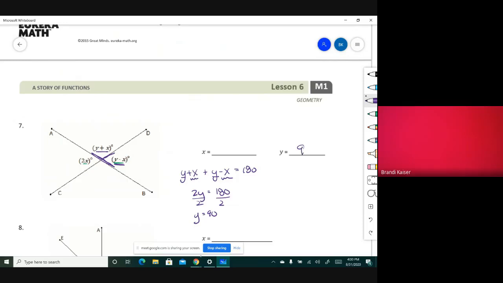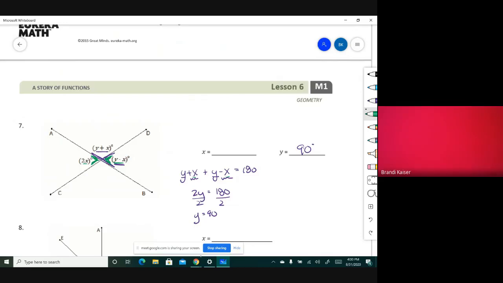y can equal 90. And if y is 90, I should be able to plug it back in and solve for x. Okay, but here's what I have to do. I cannot plug it back into the same equation because in that same equation that we started with, the x has disappeared. Okay, so I can't plug it back in there. I have to use a different relationship. This is where I'm going to go back and use this 2x and the y minus x relationship in order to solve for x.